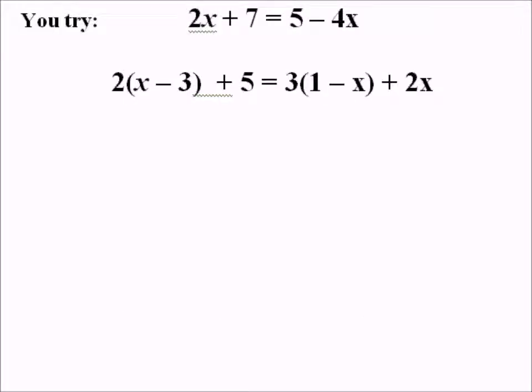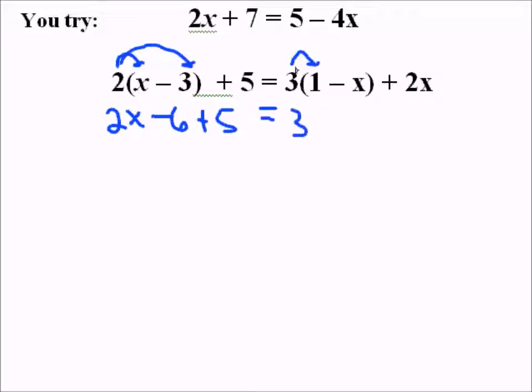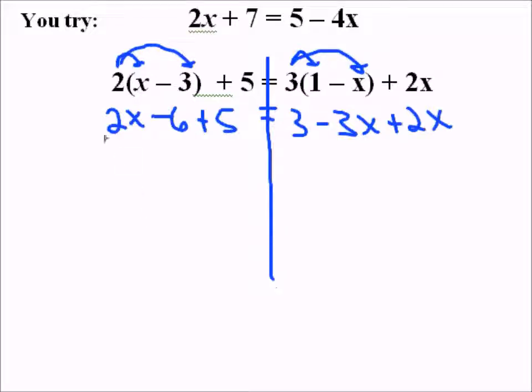Okay, for that second example, hopefully you distributed the 2, giving you 2x minus 6 plus 5 equals, distributed the 3, 3 minus 3x plus 2x. On the left, you can combine the negative 6 and the 5, giving you 2x minus 1 equal to, we can combine the negative 3x and the 2x, giving us 3 minus 1x, or just minus x.